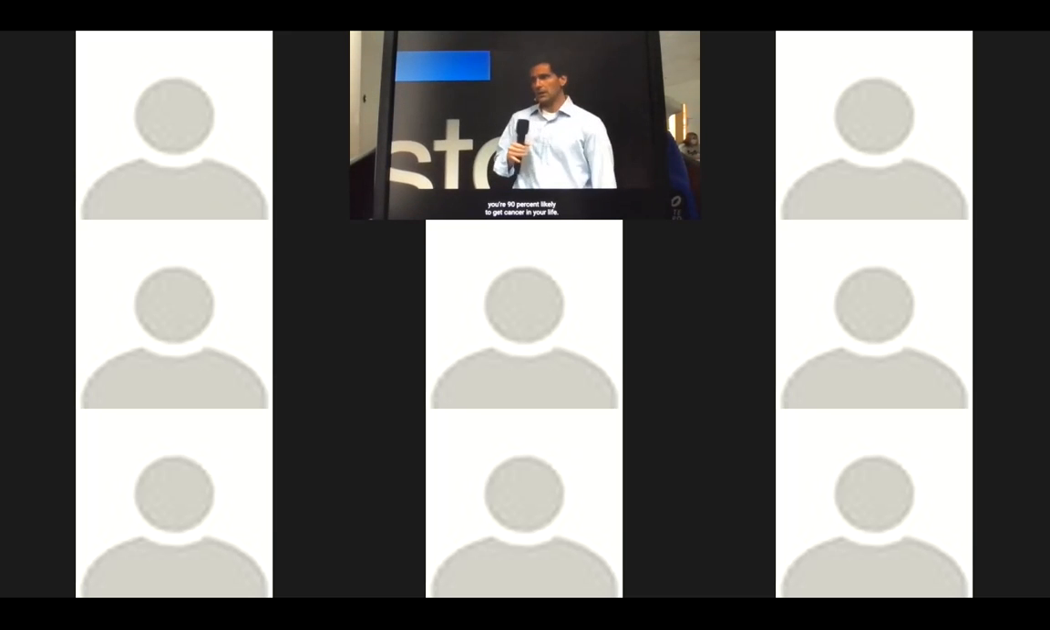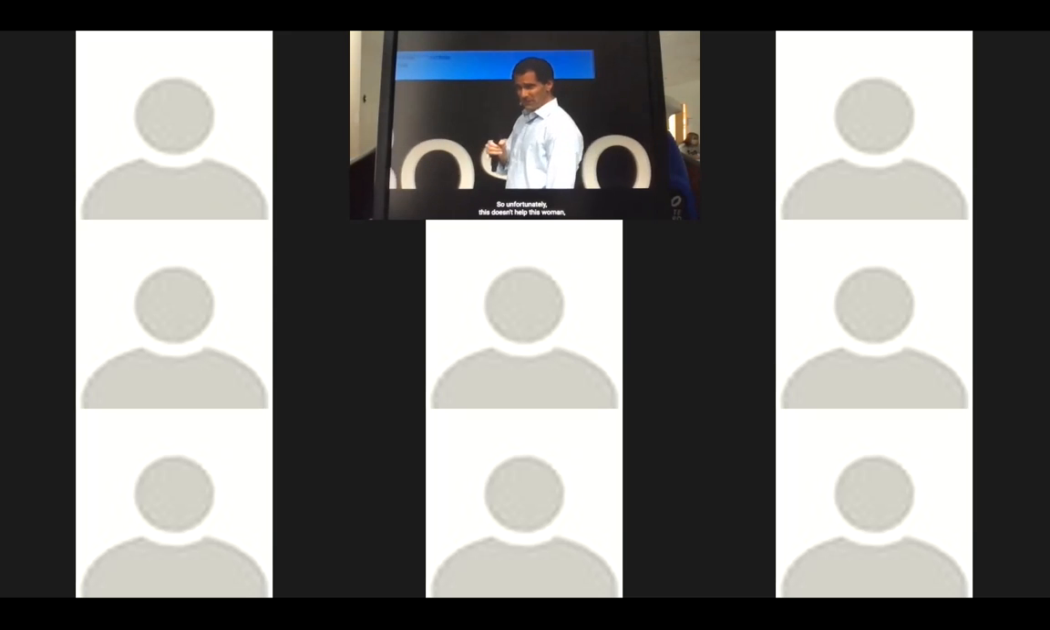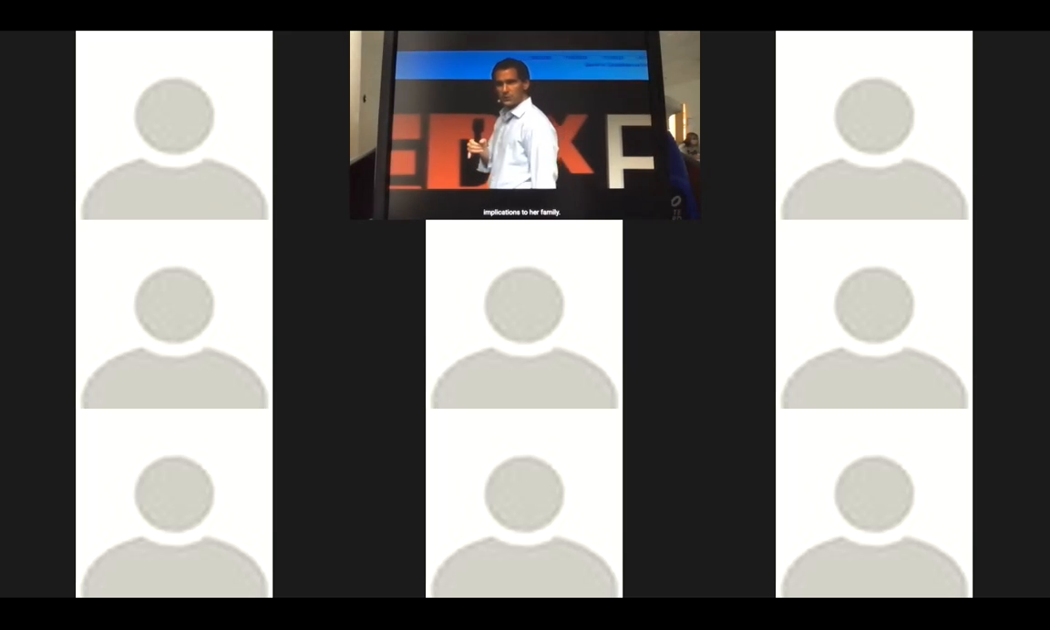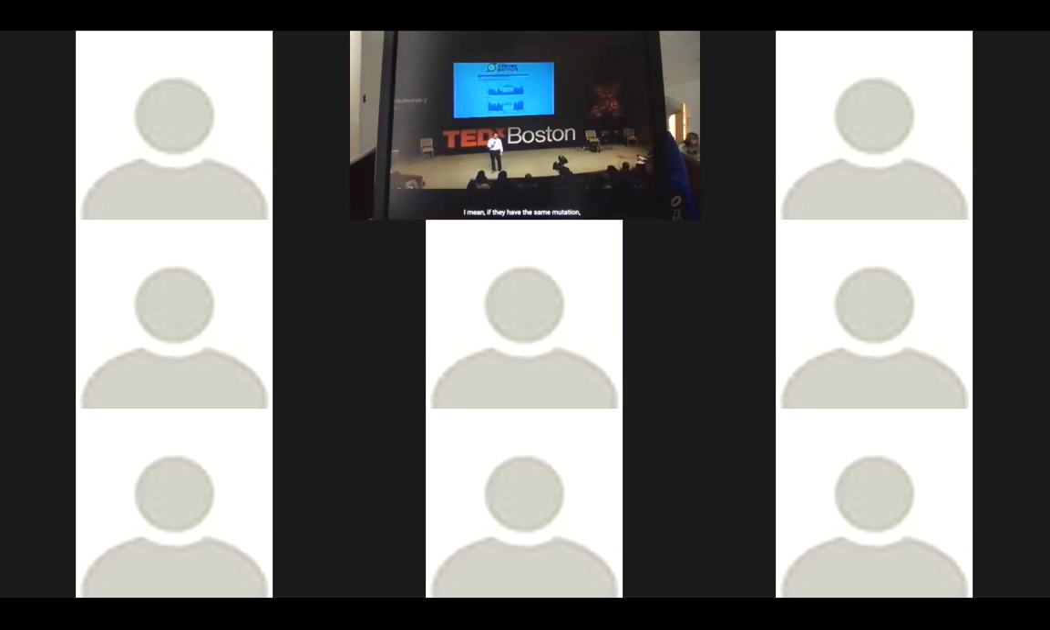In a particular gene called TP53, if you have this deleterious mutation in this gene, you're 90% likely to get cancer in your life. So unfortunately, this doesn't help this woman, but it does have severe, profound, if you will, implications to her family, right? I mean, if they have the same mutation and they get this genetic test and they understand it, then they can go and get regular screens and they can catch cancer early and potentially live a significantly longer life.